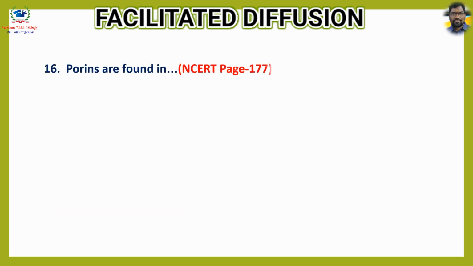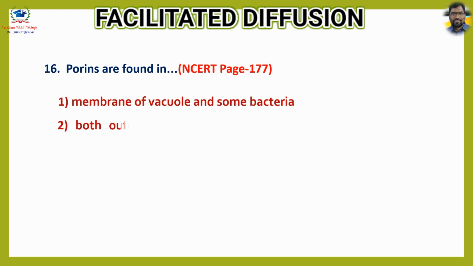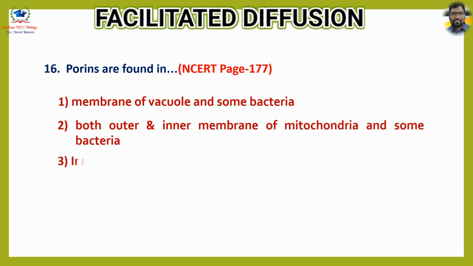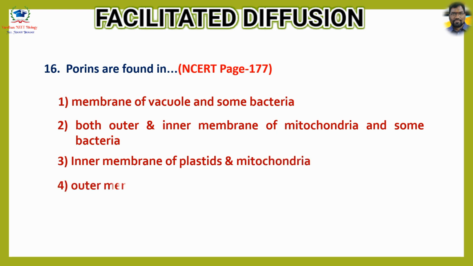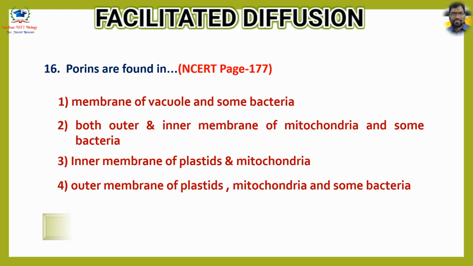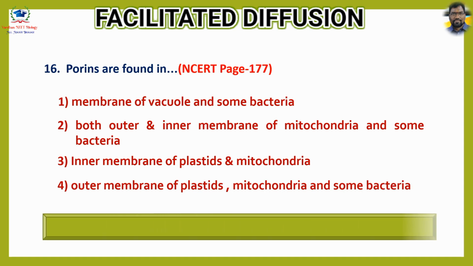Question number 16. Porins are found in. Options are 1. Membrane of vacuole and some bacteria, 2. Both outer and inner membrane of mitochondria and some bacteria, 3. Inner membrane of plastids and mitochondria, 4. Outer membrane of plastids, mitochondria and some bacteria. The answer is option 4. Outer membrane of plastids, mitochondria and some bacteria.